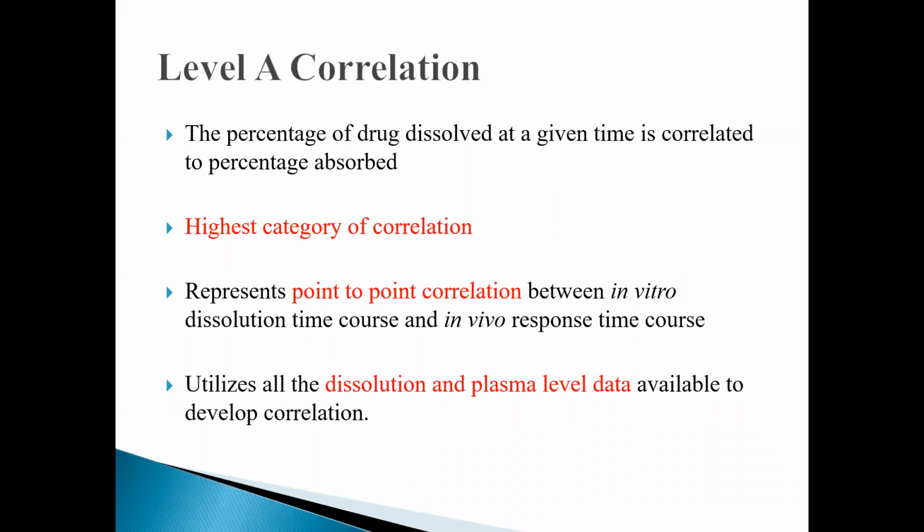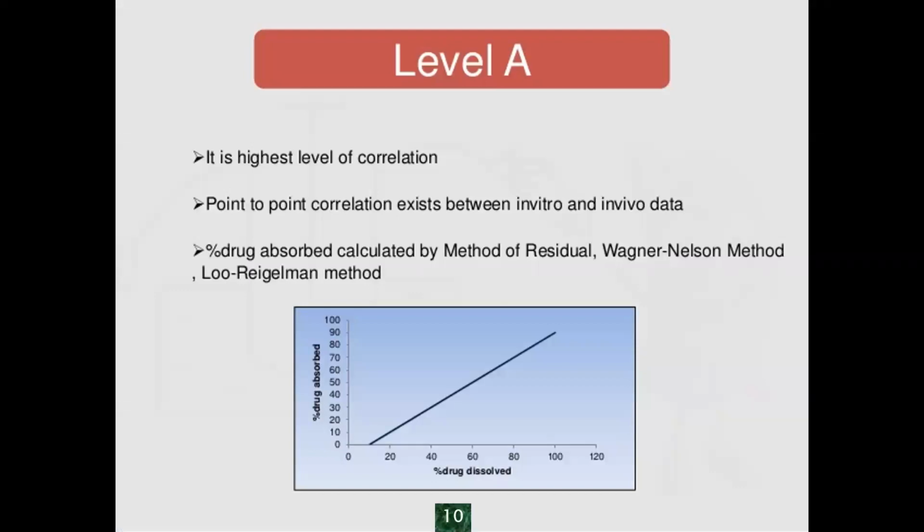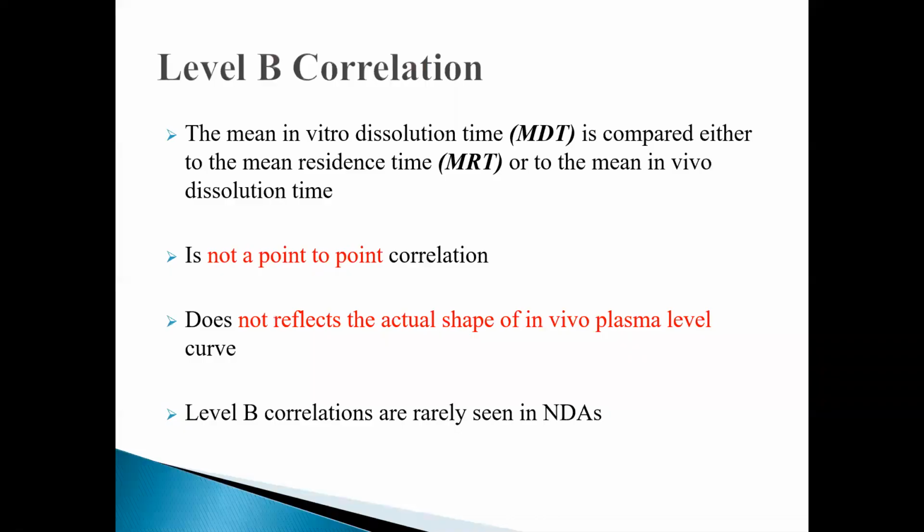Level A correlation. The percentage of drug dissolved at a given time is correlated to the percentage absorbed. It is the highest category of correlation. It represents point-to-point correlation between in vitro dissolution time course and in vivo response time course. It utilizes all dissolution and plasma level data available to develop correlation. In level A correlation, percentage drug absorbed is calculated by the Wagner-Nelson method, the Loo-Riegelman method, or by the graph.